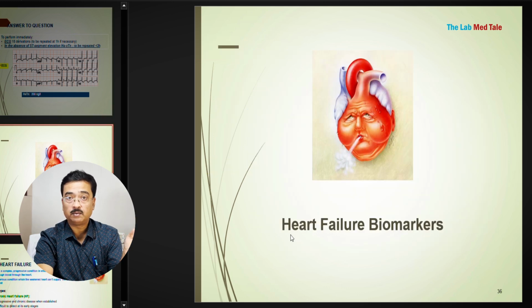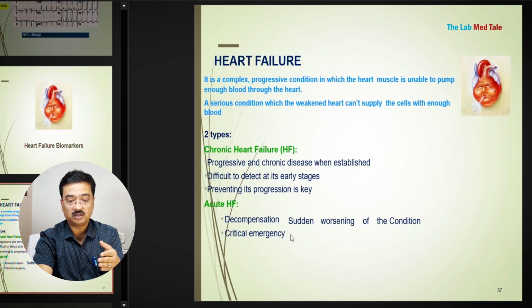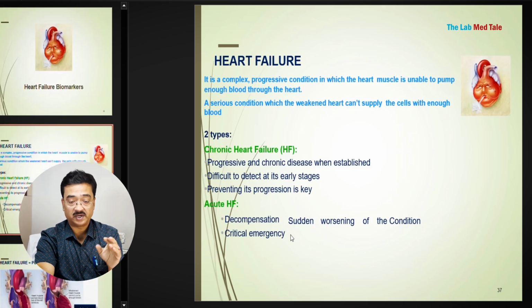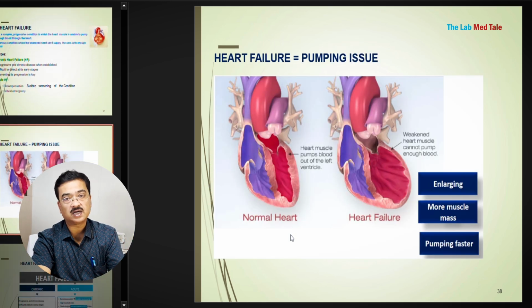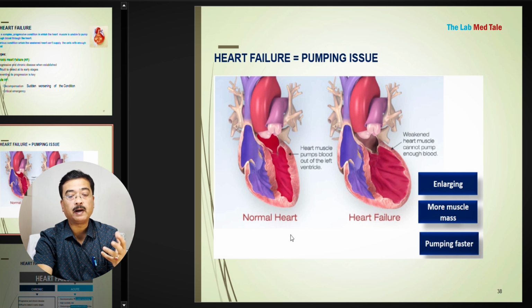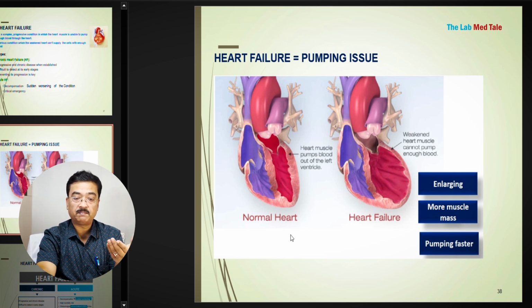There are heart failure biomarkers also, as I have already talked about. We divide heart failure into two parts. One is chronic heart failure, which progresses chronically, and the other is acute heart failure, which can happen immediately and is life-threatening, where the heart fails immediately and all the signs and symptoms come. Heart failure means the heart is unable to pump. So what happens? The heart gets enlarged, there is a pumping failure, and backflow pressure comes up.